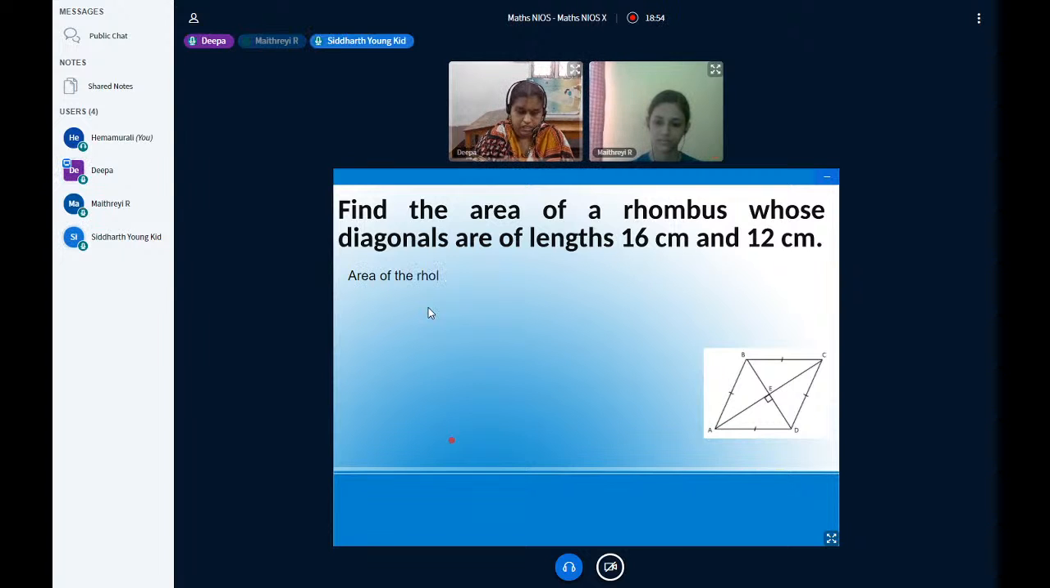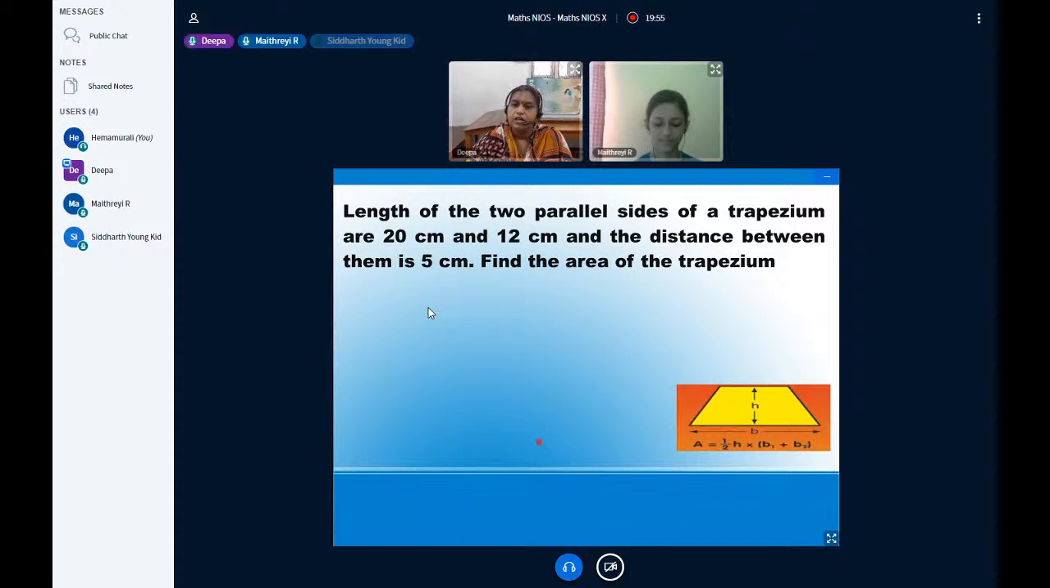Area of the rhombus is equal to half into the product of its diagonals. What is the product of the diagonals? AC is 16 and BD is 12 centimeters. So you can calculate with the half of 16, which is 8. So 8 12s are 96 centimeters square. That is how to find the area of the rhombus with the given diagonals. Shall we move to the next question?